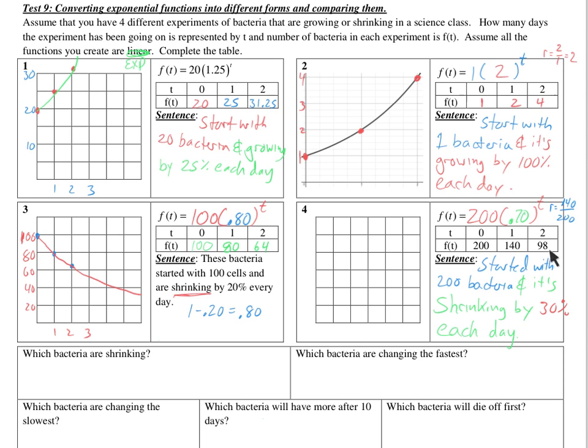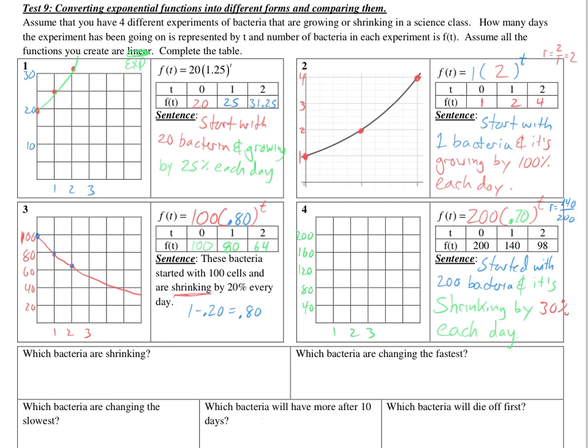I got 200. What do you guys think? We can't go by 20s. You want to go by 40s? You can go by 50s. I'm going to go by 40s. Is that okay? Should work. 40, 80, 120, 160, 200.